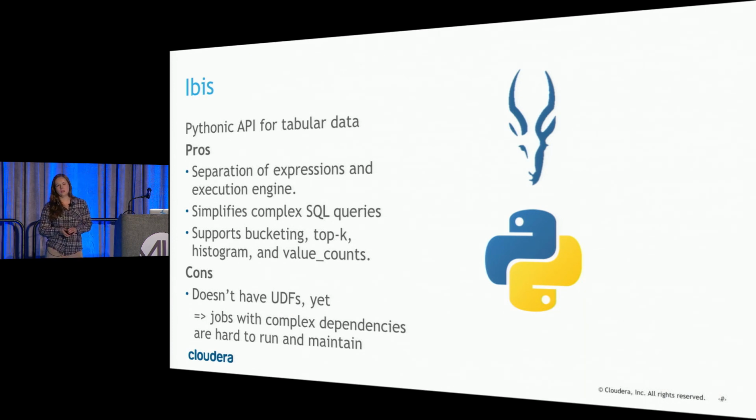Great. A big con here is that this doesn't have UDFs yet. And UDFs, particularly in distributed systems, depend on what execution engine you're actually using. And so Ibis is meant to work with Impala and is first being targeted at Impala. So I'm going to assume like half of you know what Impala is. I'm going to go ahead and explain it a little bit.